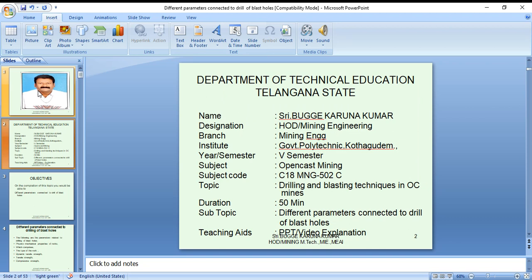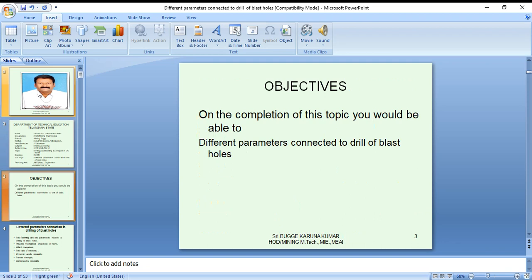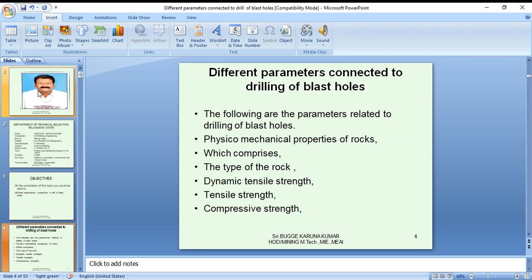Today's topic is different parameters connected to the drilling of blast holes. The prime objective of this topic is that we are covering different parameters connected to blast: the patterns, charging, how to drill a blast hole, and which pattern will be used in different situations. So these are what we are going to learn in today's class.